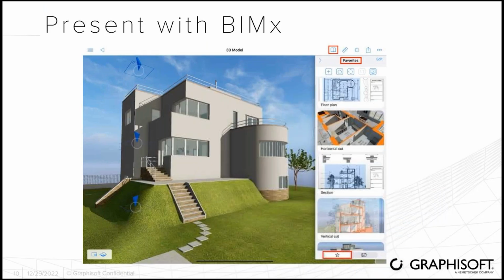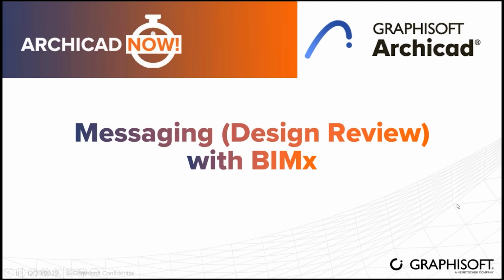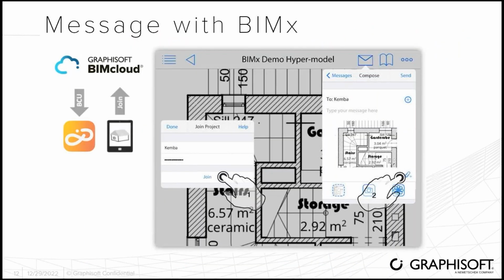All right, so let me go back to the presentation. So the next feature is the messaging with BIMx, using which we are going to see how to perform the design review. So for using the messaging feature, right, you need to host your project on BIM Cloud, or BIM Cloud as a service, and then you need to publish the BIMx model, and then you can join the project within BIMx using your BIM Cloud license. Okay, so when you join the project, you'll be able to send messages along with the hyperlinks and along with the message and markup.